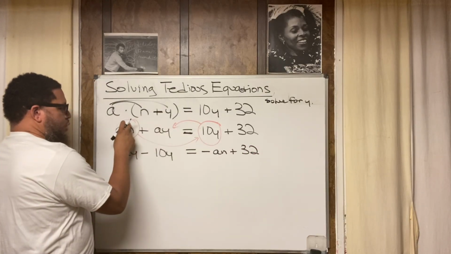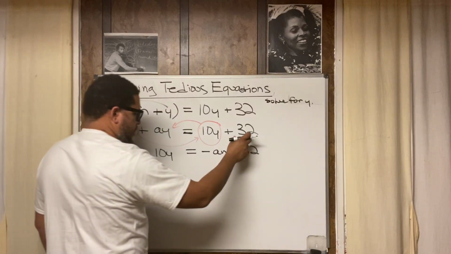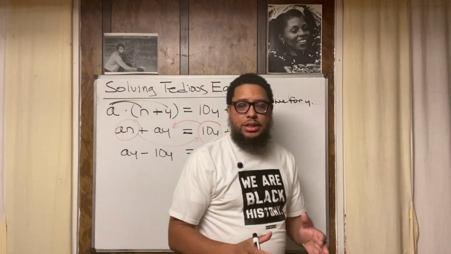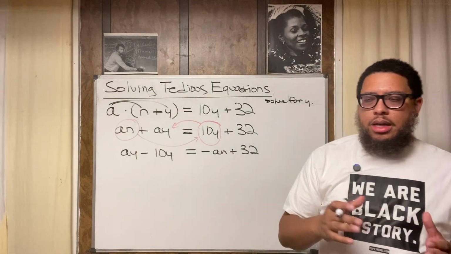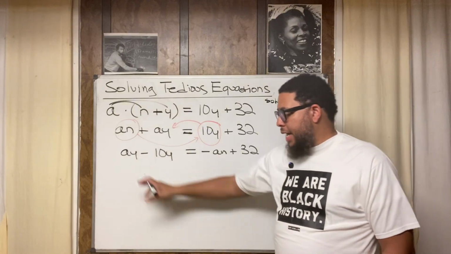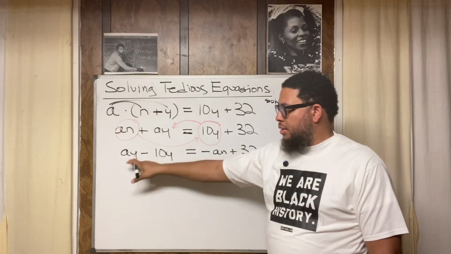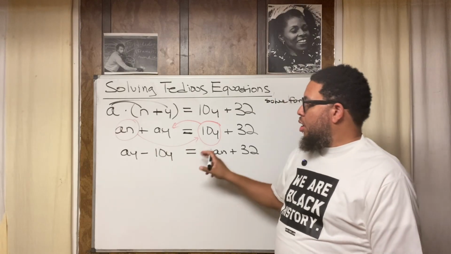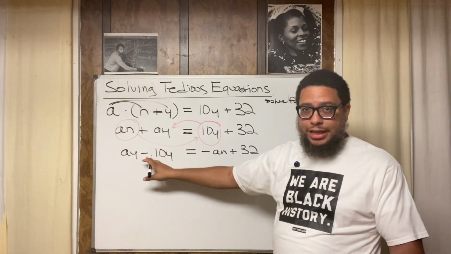The positive AN was on the left. When we move it to the right, it becomes negative AN. The positive 32 was already over there. All right. So whenever you're solving equations, make sure you can take inventory and account of every term, right? Like, how did this AY get right here? Well, it was already over there, because look, it says plus AY. I just brought it down. How did this negative 10Y get over here? Oh, because it was positive 10Y on the right. I moved it over to the left.